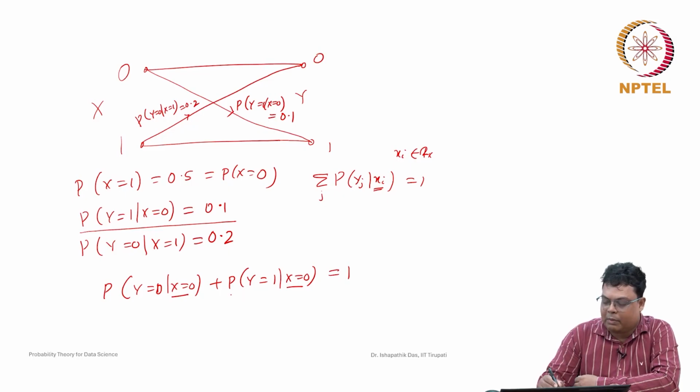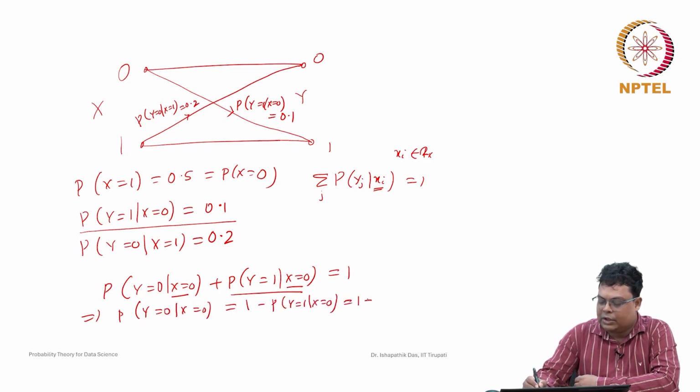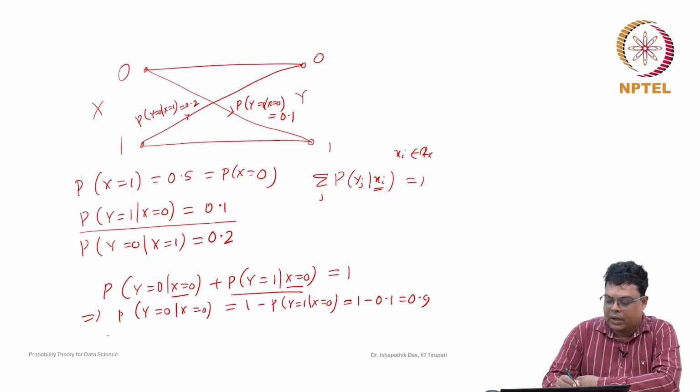Now, the value of probability y is equal to 1 given x is equal to 0 is provided as 0.1, which implies the probability that y is equal to 0 given x is equal to 0 will be 1 minus the probability of y is equal to 1 given x is equal to 0. So, this is 1 minus 0.1, which is nothing but 0.9.